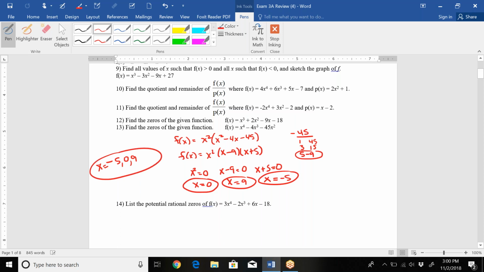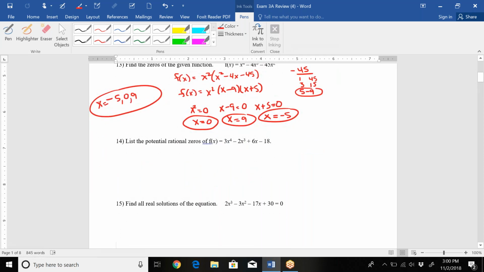Okay. For number 14, we're listing the potential rational zeros of this function, which means we're looking for our P over Q list, or C over D, depending on which textbook you learn this from. So C over D, I believe, is how we do it in our textbook. This is the factors of your constant. This is the leading coefficient.